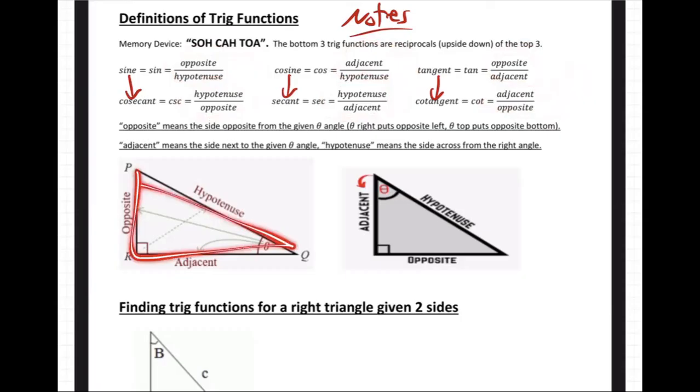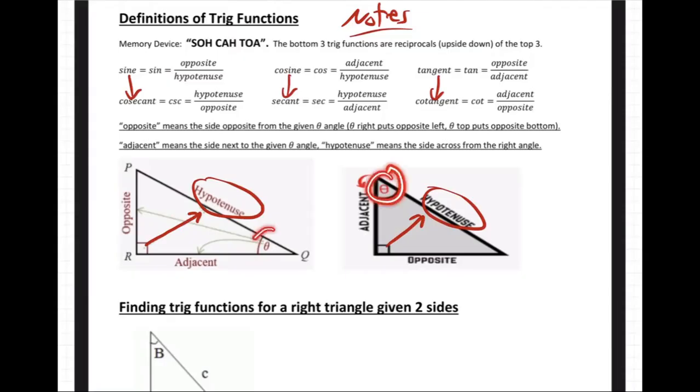Now, here I copied off the internet some triangles, and I'm showing what we mean by opposite, adjacent, hypotenuse, right? So it all depends on where the angle is. If your angle is right over here, then the side opposite that angle is over here. That's the opposite side. This one's always the hypotenuse, because that's the longest side. That's the one across from the right angle.